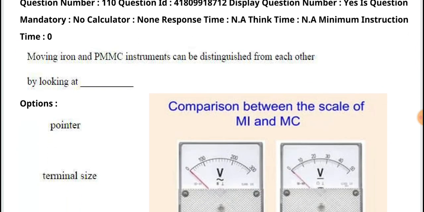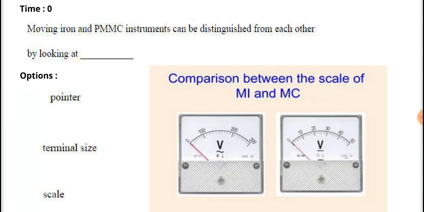Next one, moving iron and PMMC instruments can be distinguished from each other by looking at. We know that PMMC instruments are used for measurement of DC, and moving iron instruments are used for measurement of AC supply. For understanding, I have taken this diagram, a comparison between the scales of MI and MC instruments. Here we have a symbol which is nothing but AC supply, and the dash means DC supply. So we can distinguish between PMMC and moving iron instruments by looking at the scale.